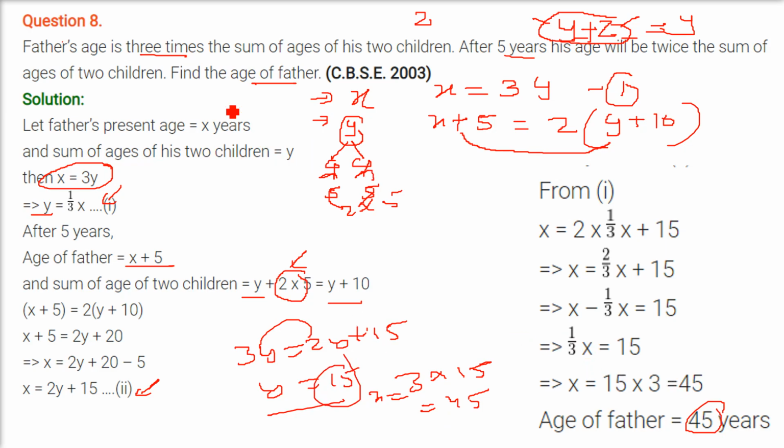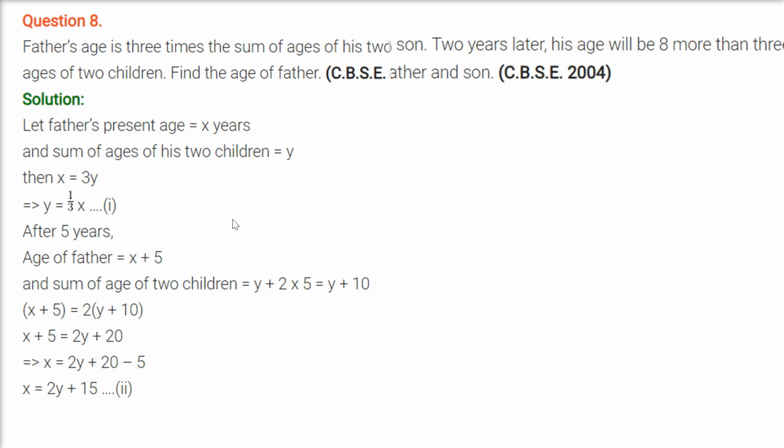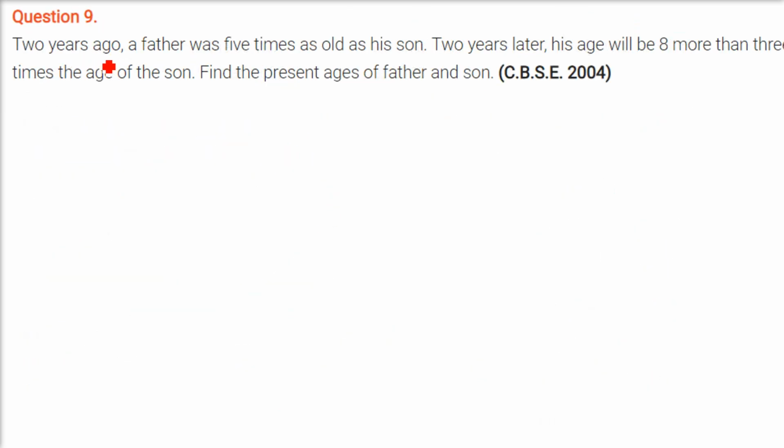We'll have another similar question. We'll solve it another way. 2 years ago, the father was 5 times as old as his son. So let us assume that x is the present age of father, y is the present age of son. 2 years ago means x minus 2. Son also, 2 years ago, will be y minus 2. So now the scenario is, he is 5 times. So 5 times y minus 2.